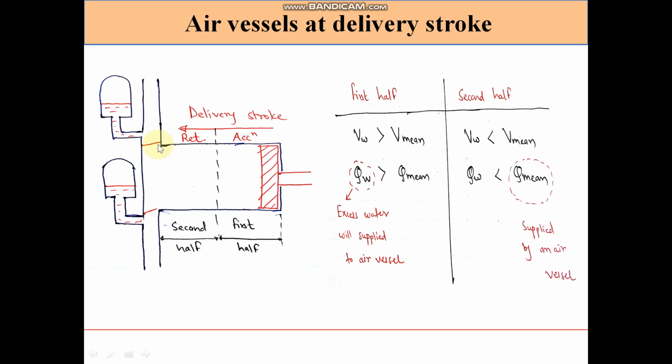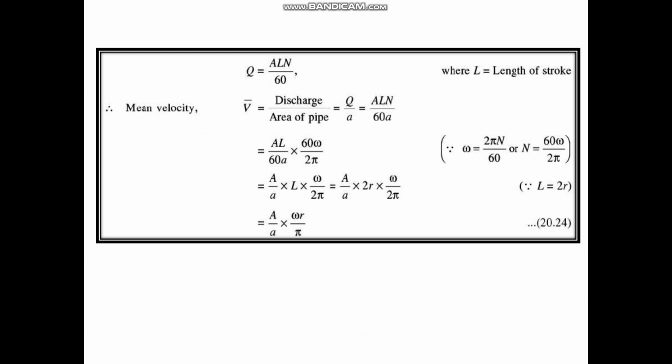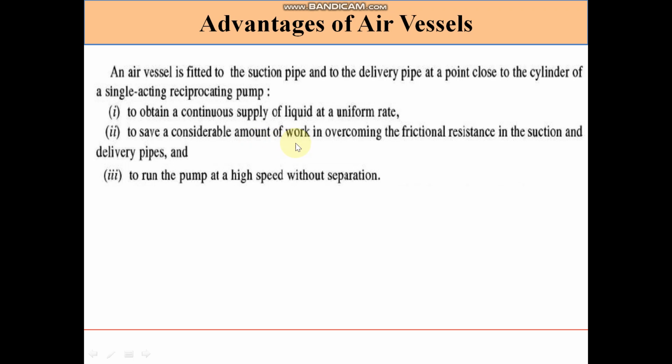here, when the reciprocating pump is working without an air vessel, the fluid has to accelerate and retard. So to provide more acceleration, the pump has to work more. When air vessels are used, a continuous flow rate with uniform velocity can be maintained. So extra acceleration is not required, and the work done in the case of an air vessel decreases. So here it is mentioned: to save a considerable amount of work in overcoming the frictional resistance.